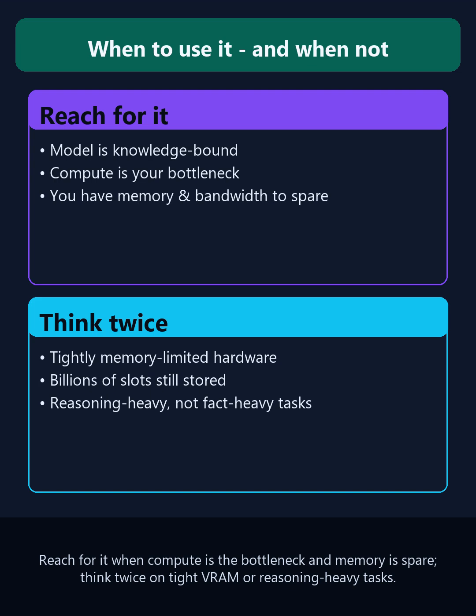When should you reach for it, and when not? Reach for it when your model is knowledge-bound and compute is your bottleneck, and you have memory and bandwidth to spare for a large parameter store. Think twice when you are tightly memory-limited, since those billions of slots still have to be stored, or when your task is reasoning-heavy rather than fact-heavy, where extra dense compute may simply help more.